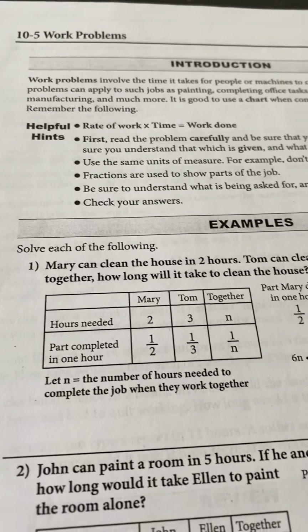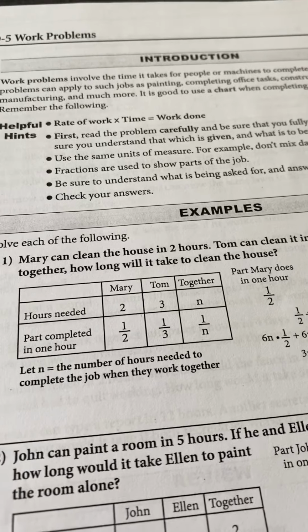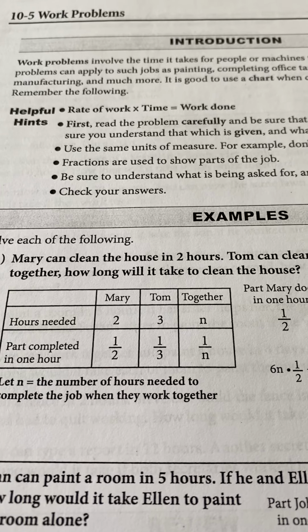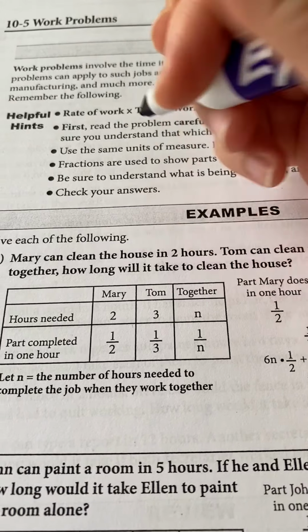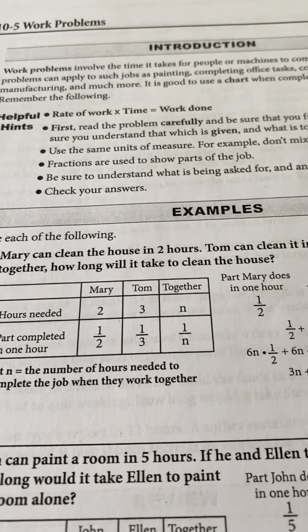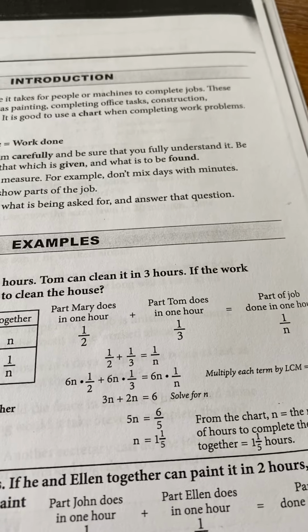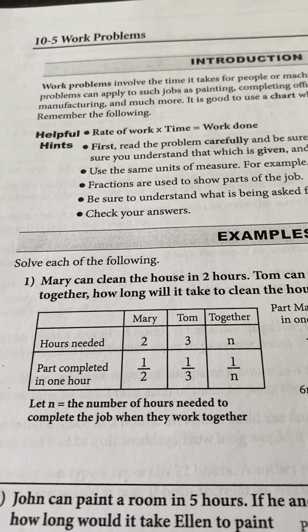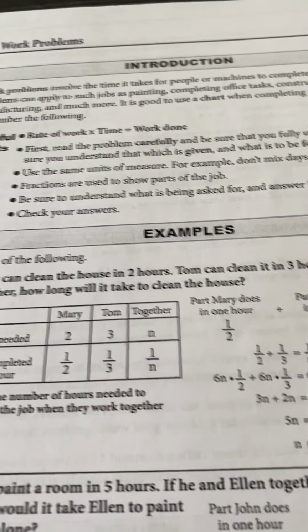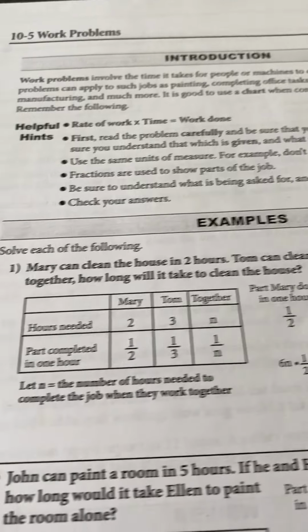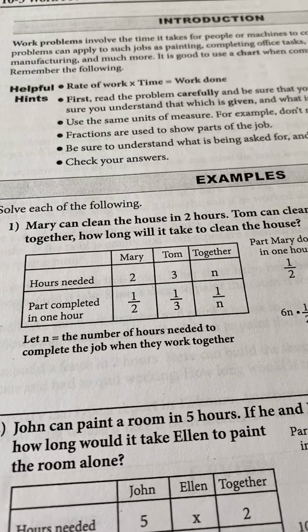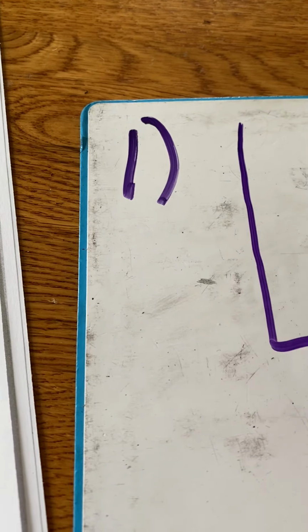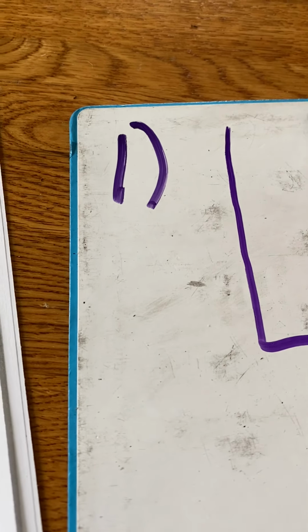All right, we're going to go into this first equation, number 1. So it says, Mary can clean the house in 2 hours. So this is important. She can clean the house in 2 hours. Okay. Tom can clean it in 3 hours. If they work together, how long will it take them to clean the house? So we know Mary can go in 2 hours. So here's our chart right here. And I'm going to draw this out onto my whiteboard so we know exactly what is needed to help us.